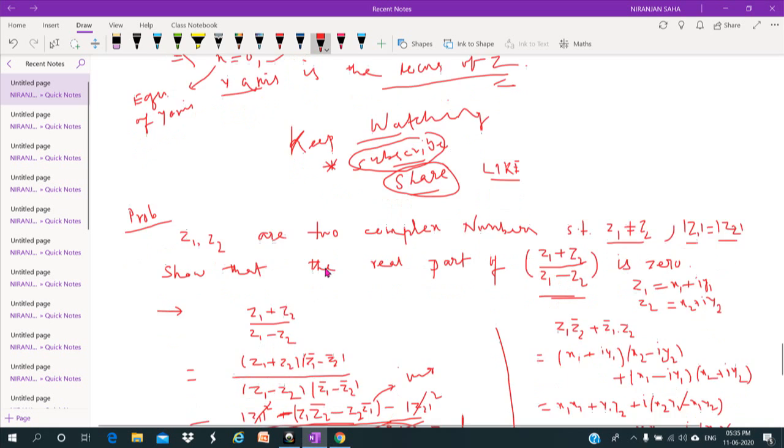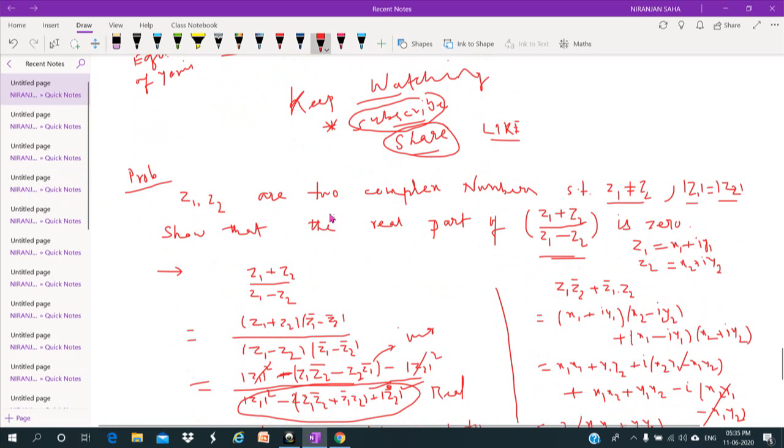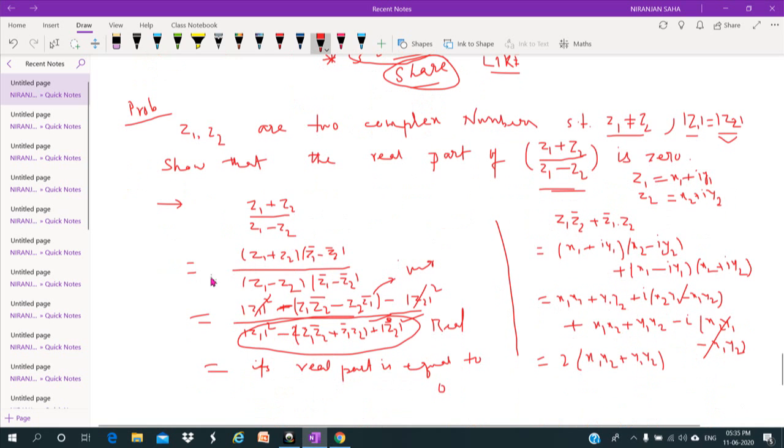And the last problem: z1, z2 are two complex numbers, and z1 is not equal to z2, but the modulus of both of them are equal. So prove that the real part of this expression z1 plus z2 by z1 minus z2 is 0. So we have multiplied both the numerator and denominator with the conjugate z1 conjugate minus conjugate of z2.